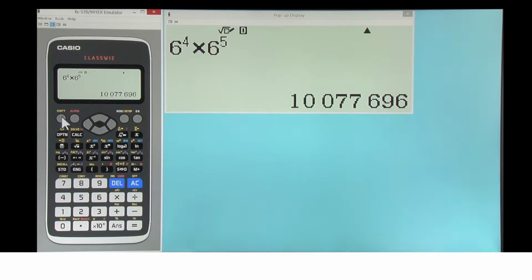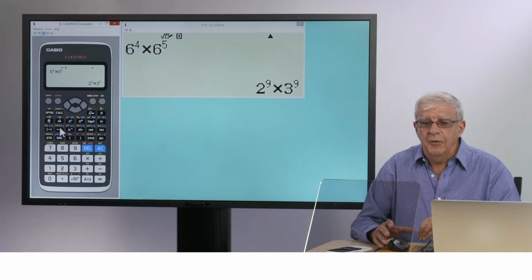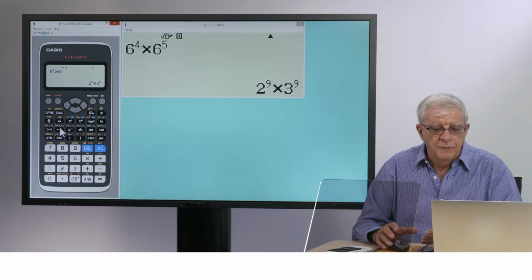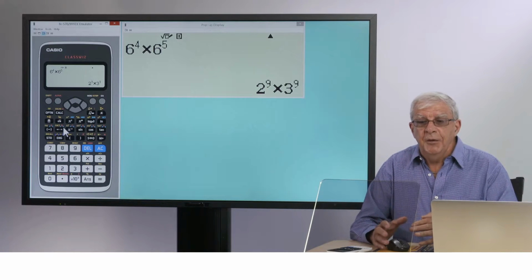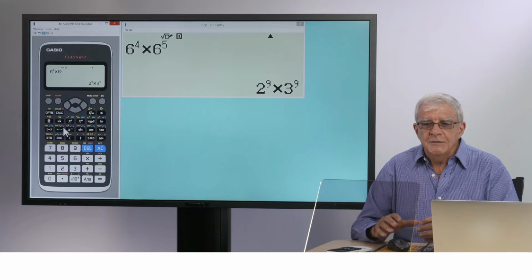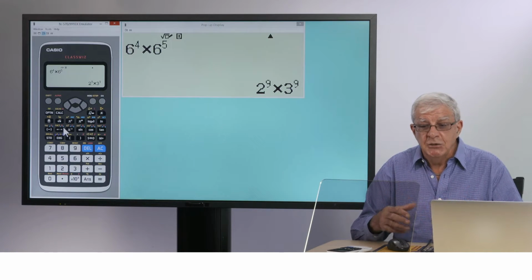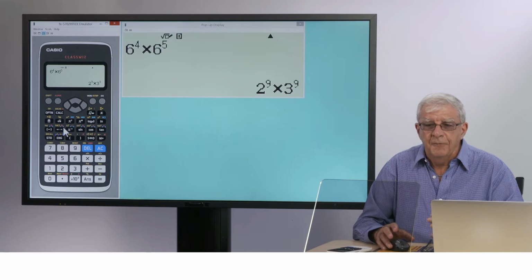And when they find the factors, students might expect it to be 6 to the power 9, but it's not 6 to the power 9 because it's prime factors that are involved. So this allows students to see why it is 2 to the power 9 times 3 to the power 9 and not 6 to the power 9. This gives students some stimulation and some opportunity to find out how these powers work together.